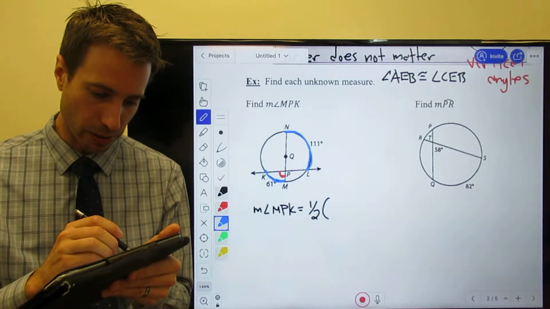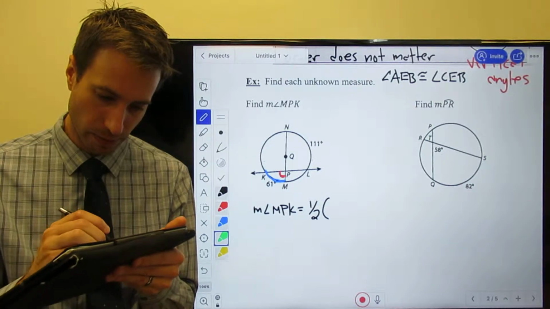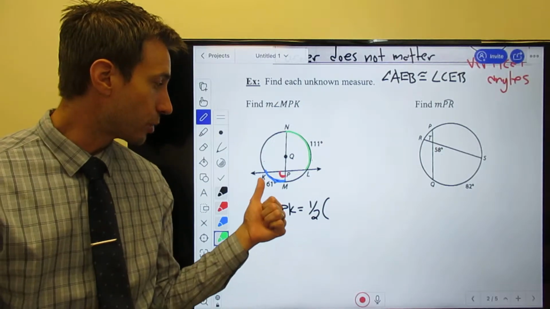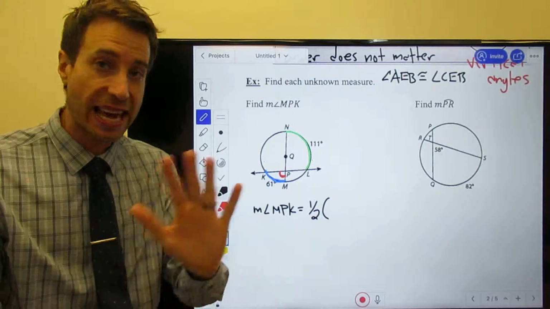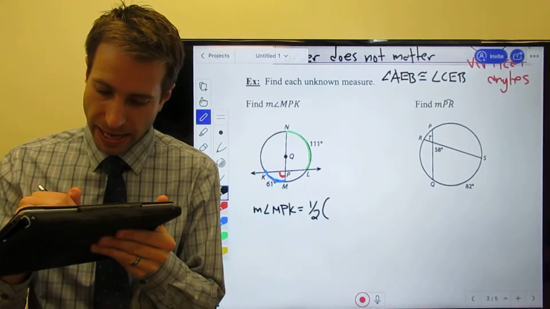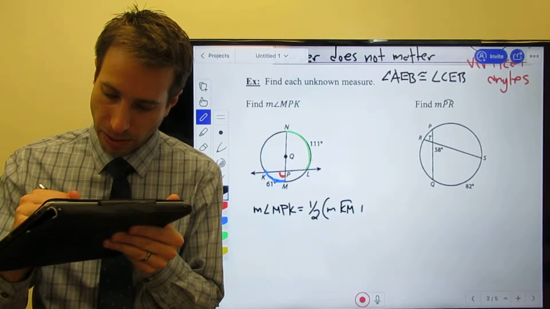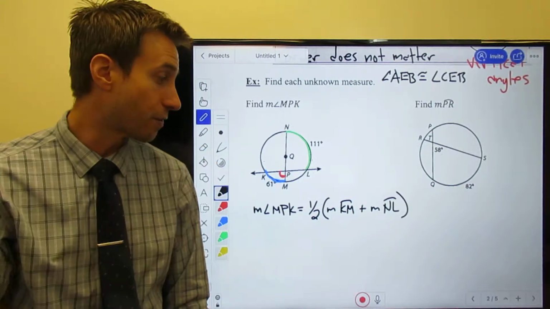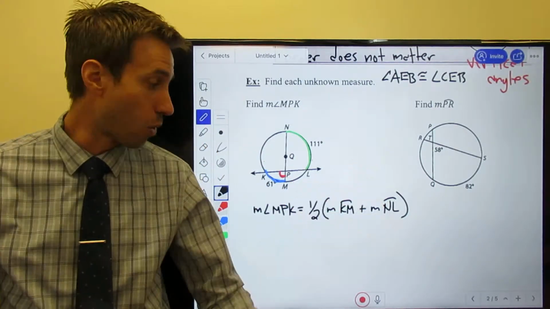Those two. Actually, I don't want to do them in the same color. Let me switch. I'll do green for this other one. And again, the order doesn't matter. You can do KM plus NL, or you can do NL plus KM. It doesn't matter the order. Addition is commutative. So here we go. It's going to be the measure of arc KM plus the measure of arc NL, or vice versa, the measure of arc NL plus the measure of arc KM. Whatever, it doesn't matter, you won't screw it up.